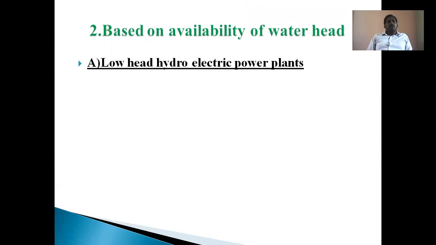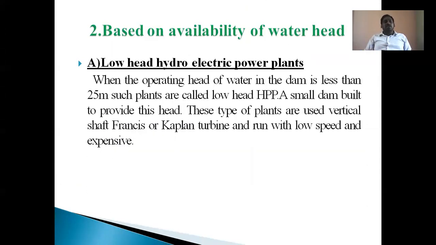What is meant by low head hydroelectric power plants? When the head, or the height of the water in the dam, is less than 25 meters, such types of power plants are called low head hydroelectric power plants. To create this head, a small height of dam can be built in the reservoir. For this type of power plant, we can generate less power, and to drive this low head water flow, we can use a vertical shaft Francis or Kaplan turbine.